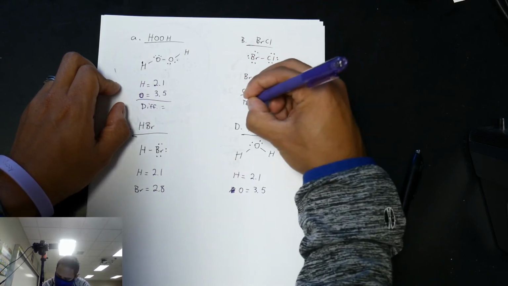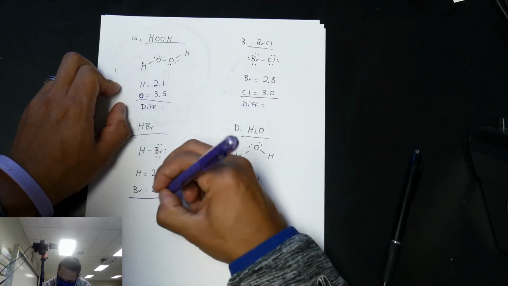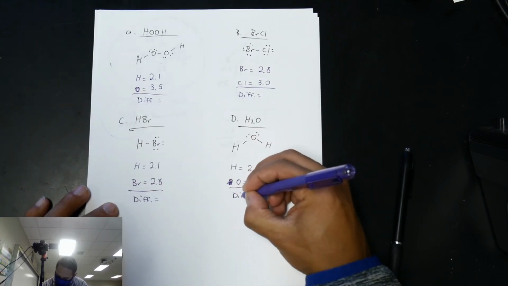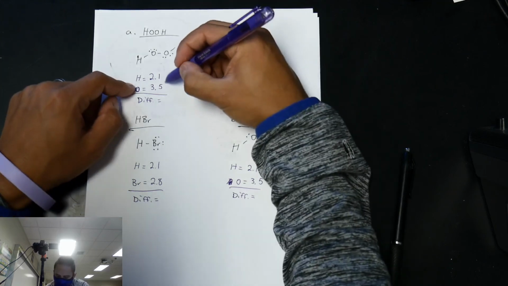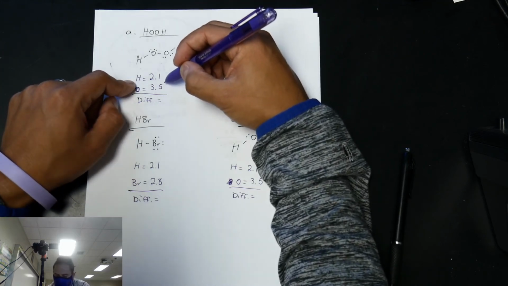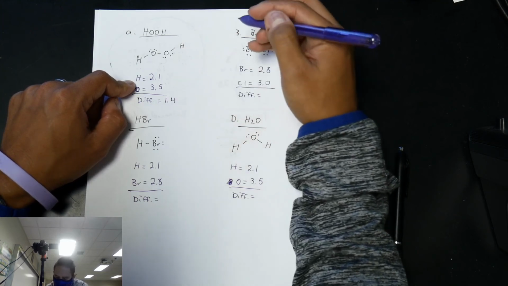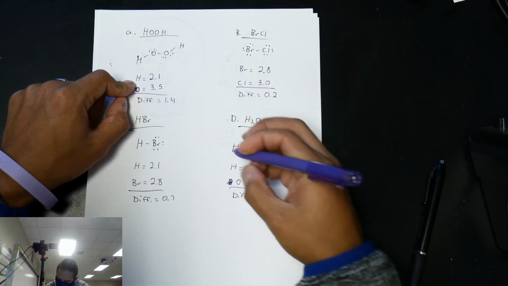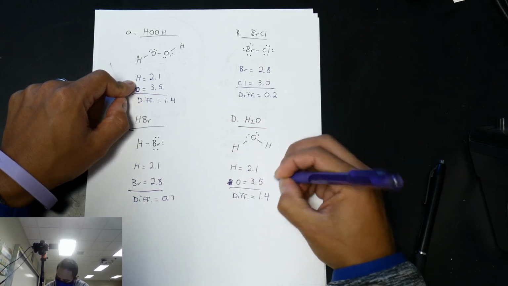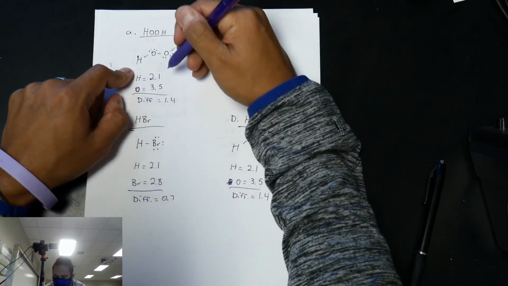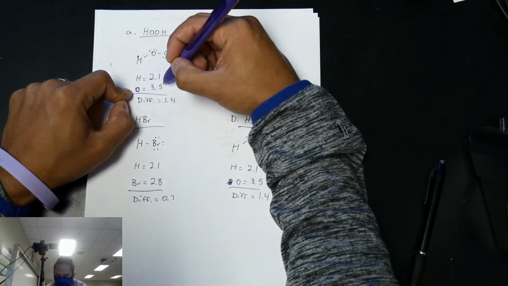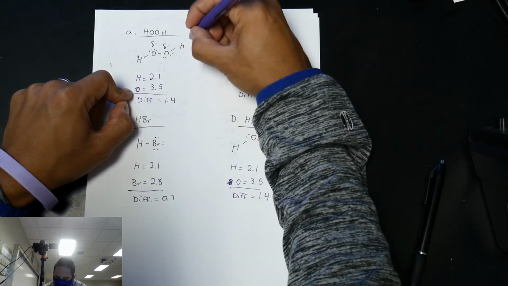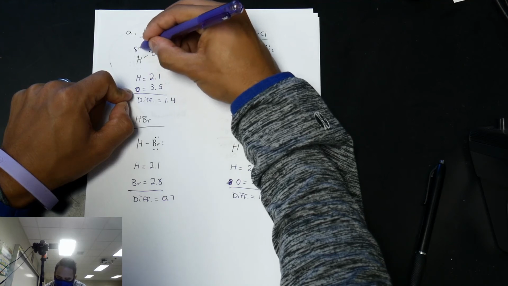So difference, difference, difference, difference, difference. All right, so 2.1 and 3.5, that's a difference of 1.4. This is a difference of 0.2. This is a difference of 0.7, and this is a difference of 1.4. Okay, so looking at this then, the oxygen is going to be slightly negative. So this will be slightly negative. This will be slightly negative. The hydrogens will be slightly positive and slightly positive.